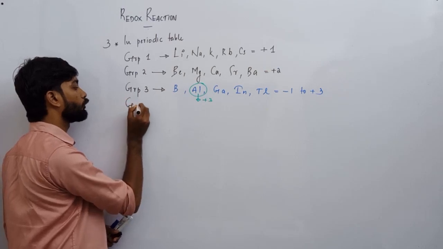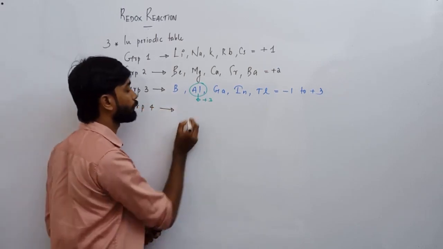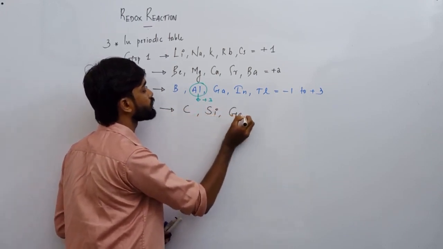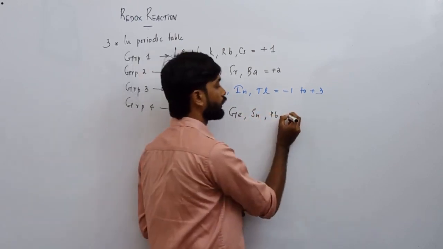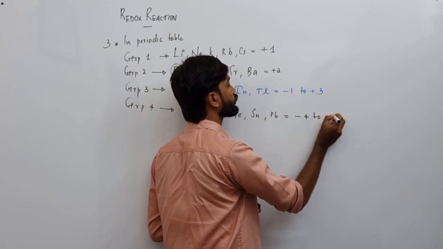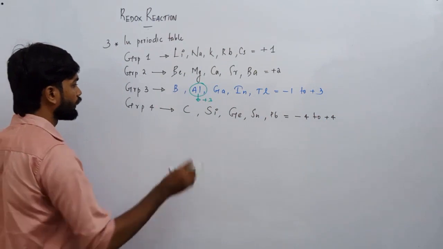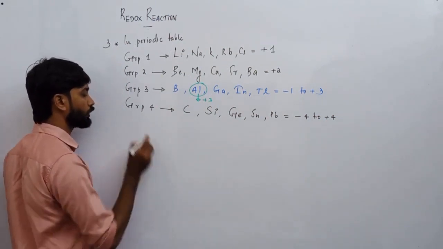Similarly, moving to the next, group 4, which means group 14. Members are carbon, silicon, germanium, tin, lead. And the range of their variation is from -4 to +4. So huge variation, -4 to +4, and there is no fixed one.